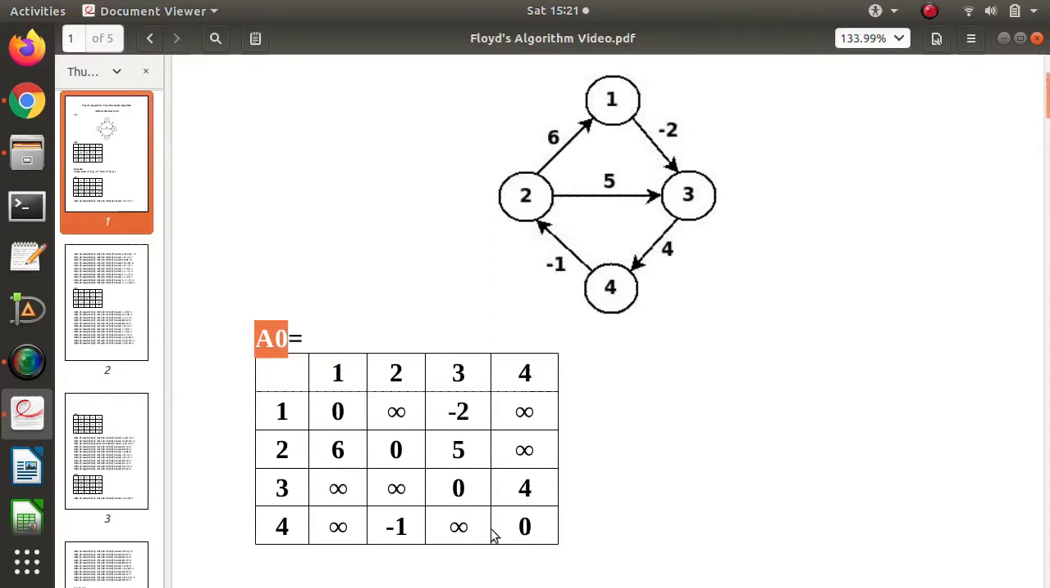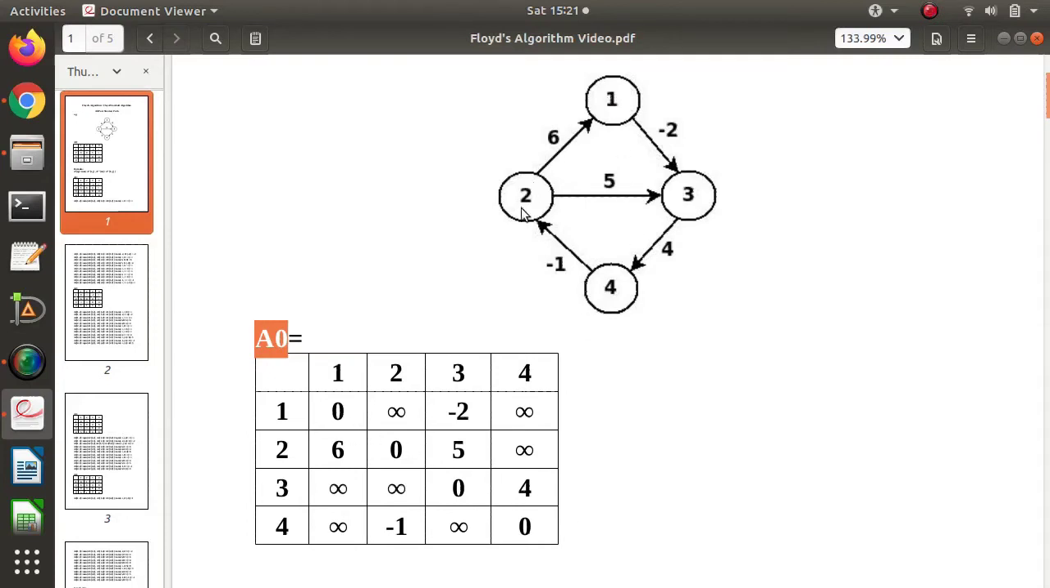Now what are these values? These are the weights to reach from one vertex to another vertex by direct edge. Now see, from 1 to 1 there is no self loop, and from that vertex to that vertex we require zero value, zero cost. That's why 1 to 1 is 0, 2 to 2 is 0, 3 to 3 is 0, 4 to 4 is 0. So here it is written 0.